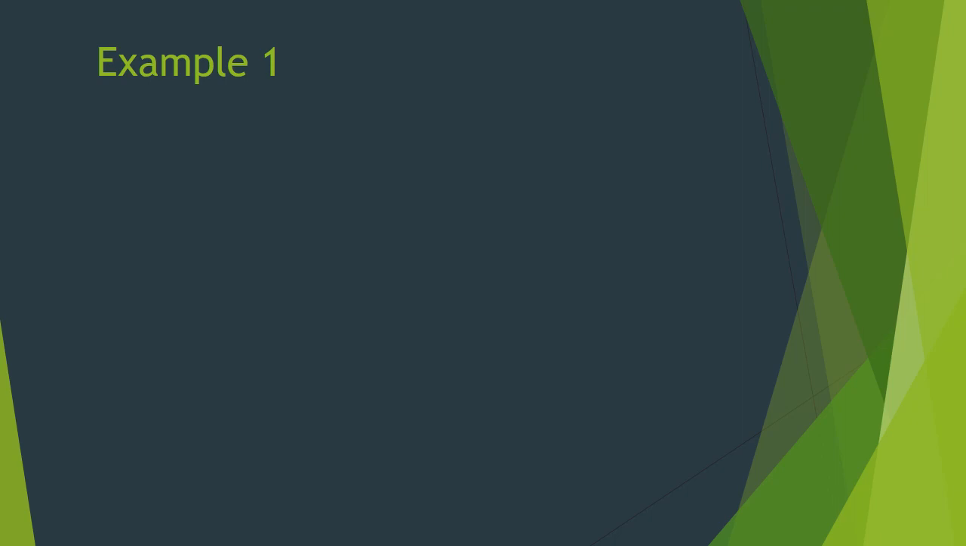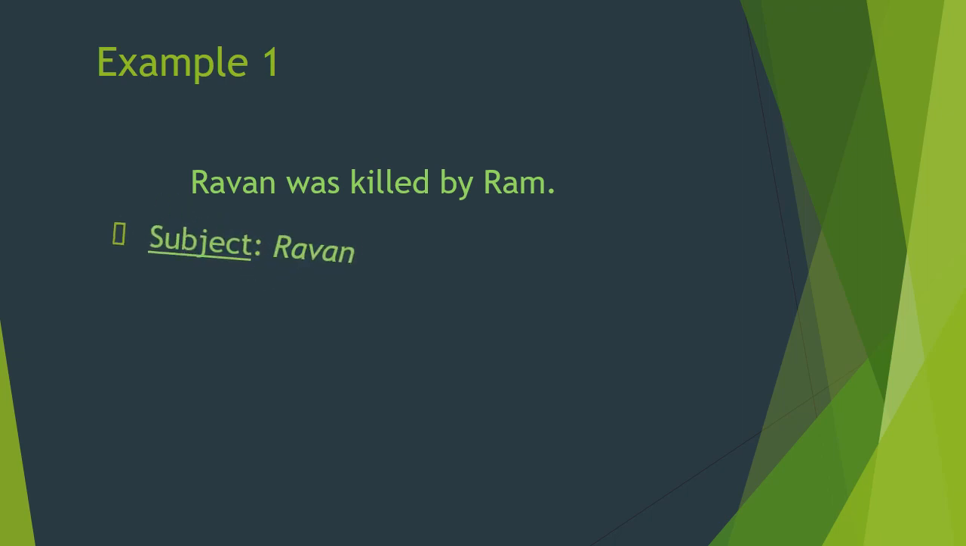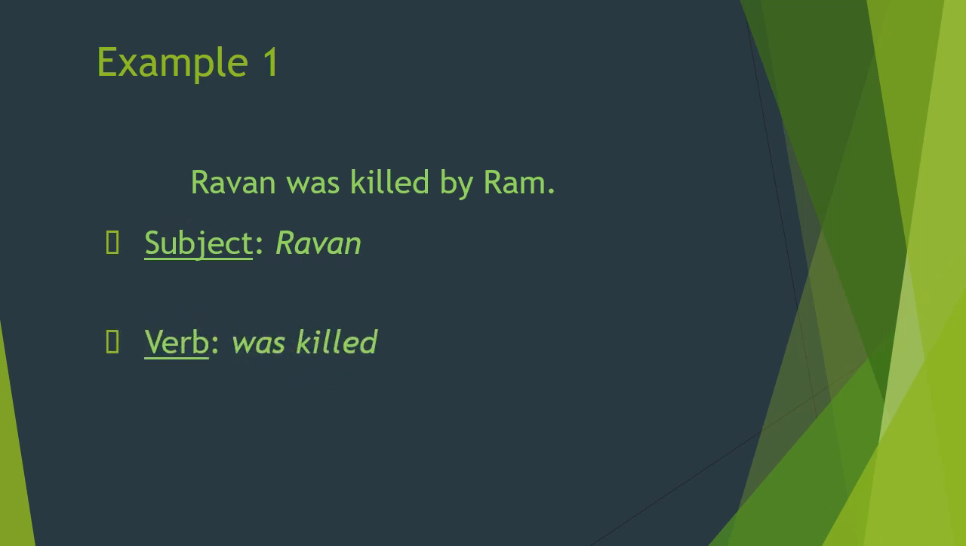Let us learn passive voice with some examples. As I already said, passive voice is vice versa of active voice, or otherwise we can say that the subject and object exchange their places in active and passive voice. Consider the example: Ravan was killed by Ram. Here the subject is Ravan, verb was killed, and the object is Ram. We have already learned Ram killed Ravan in active voice. It is converted to Ravan was killed by Ram in passive voice. So here the subject and object are exchanged.